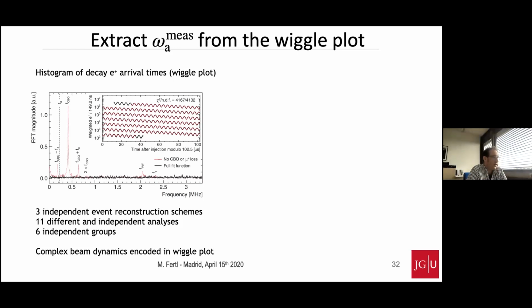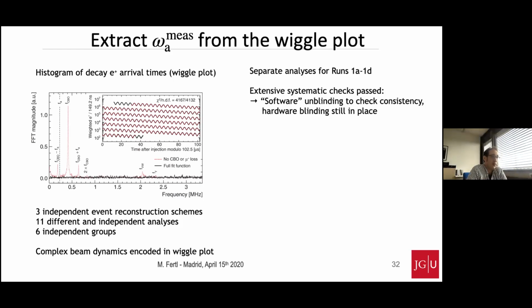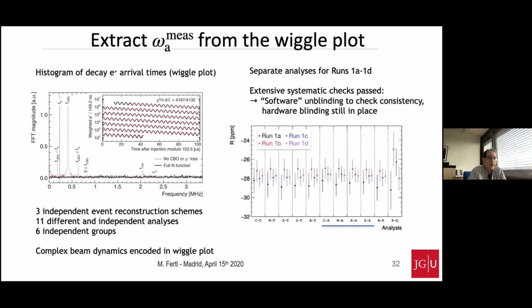And because of the different settings of the kicker and the electrostatic quadrupoles, we had to actually perform 4 separate analyses for run 1A and 1D. And only after extensive systematics checks have been passed, we actually removed what we call a software blinding that was given to the 6 independent groups, while a hardware blinding, which I will talk about later, was still in place. And then we compared the results of these individual analyses, and you can see that most of them are in very good agreement. 10 of them, the last one is a very special type of reconstruction.